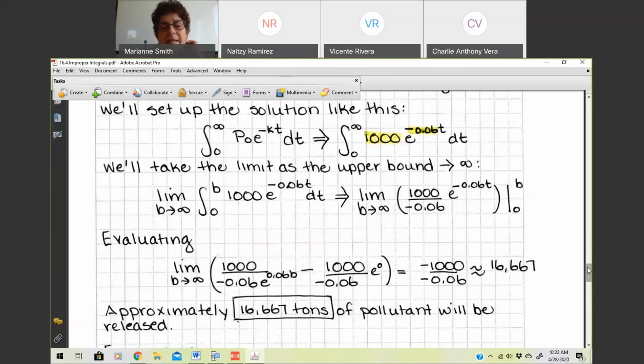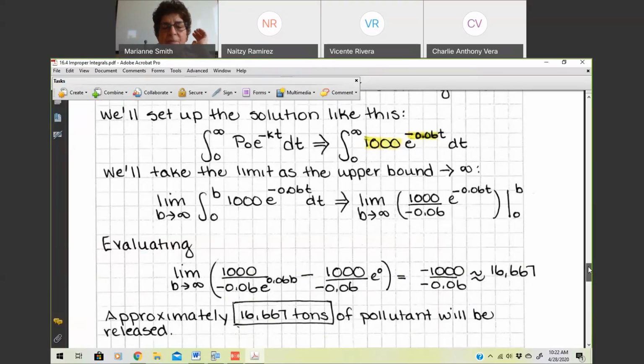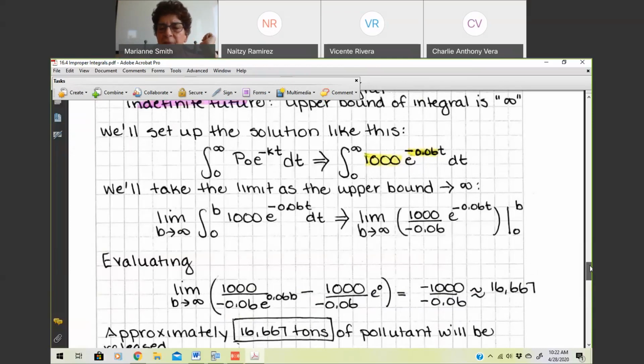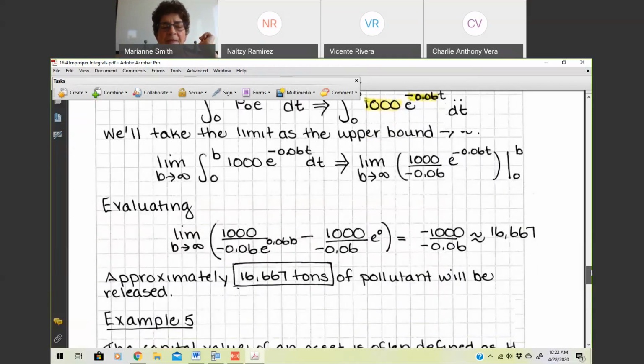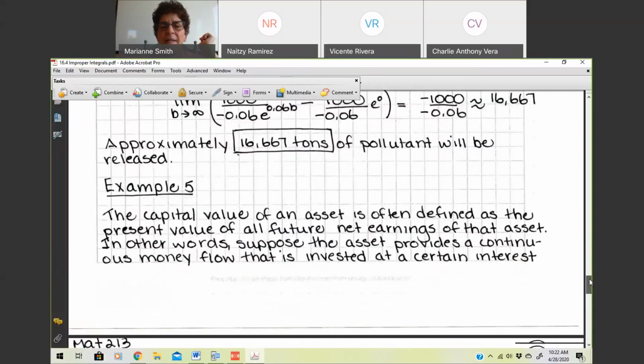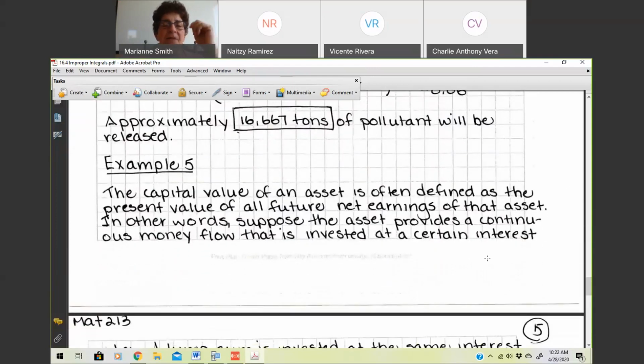Let's look at a slightly different, more business-oriented problem. I mean, this is a manufacturing plant, so it's technically a business. But this one is called capital value. And this is related to our present value formula that we talked about in section 16.3. The capital value of an asset can be defined as the present value of all the future net earnings that that asset earns.